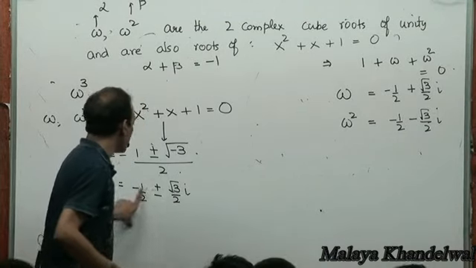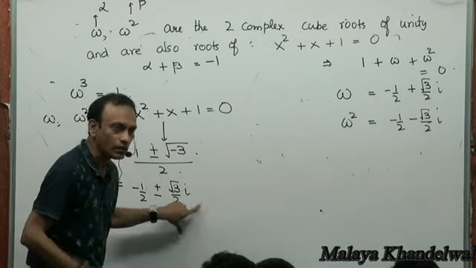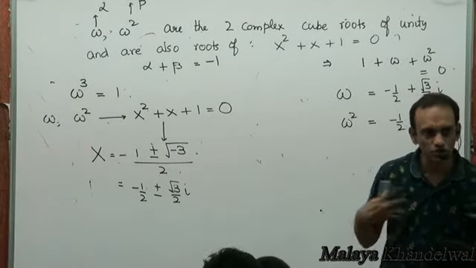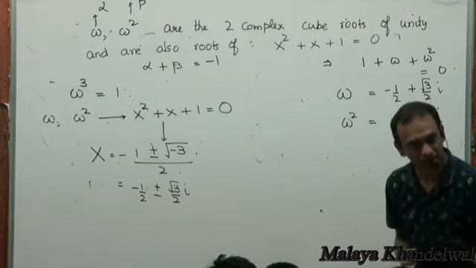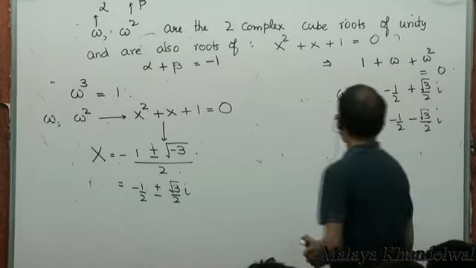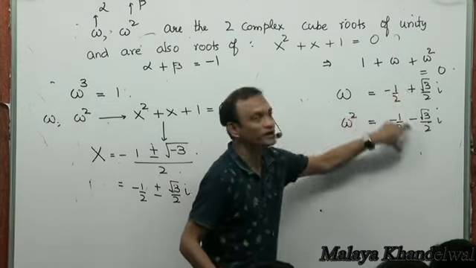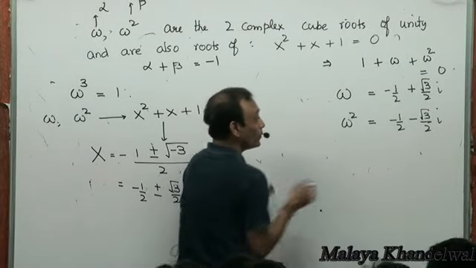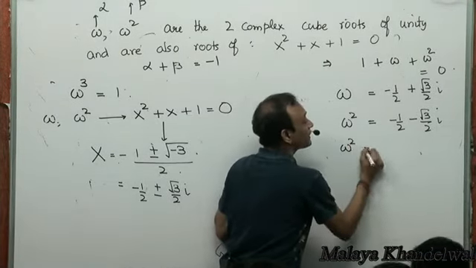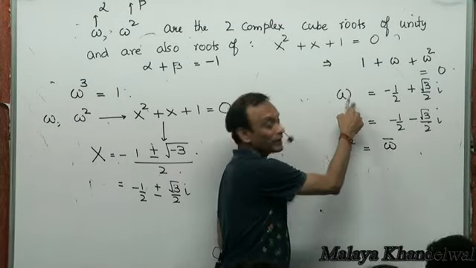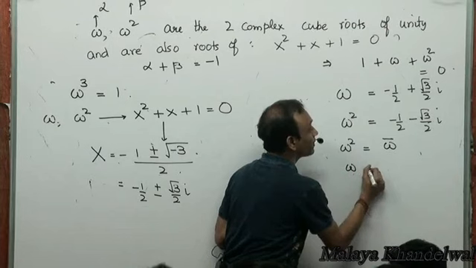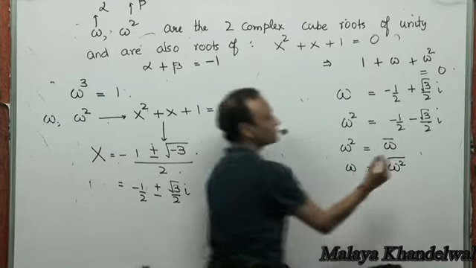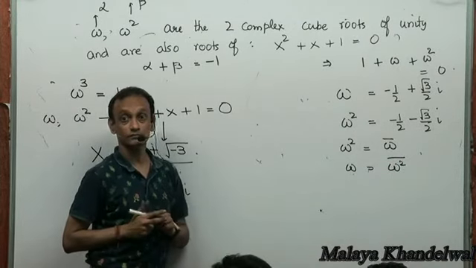If I choose to call minus half plus root 3 by 2i as omega, then minus half minus root 3 by 2i must be omega square. The two complex cube roots of unity must be omega and omega square respectively, right? And do you realize they are conjugates of each other? So omega square is the bar of omega, and omega is the bar of omega square. Yes or no?